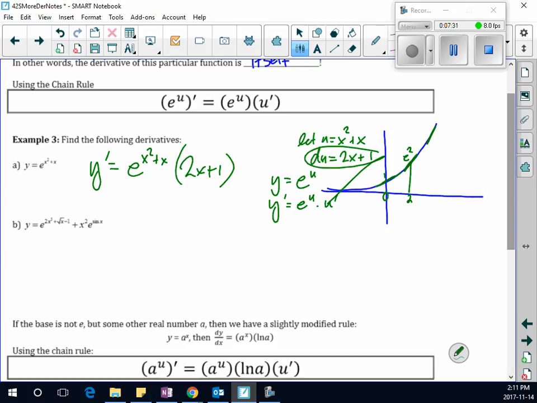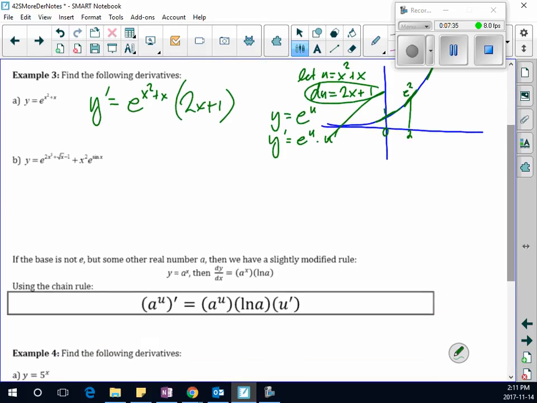Okay, let's do the next one. The next one's a little bit crazy, maybe. The next one has e to the power. So we have a chain rule with the e. And then here we have a product rule with a chain rule. So it gets a little intense. So I'm going to give you a second to try it.